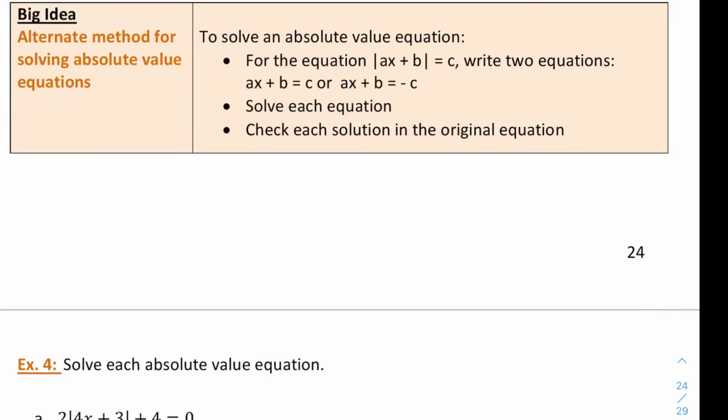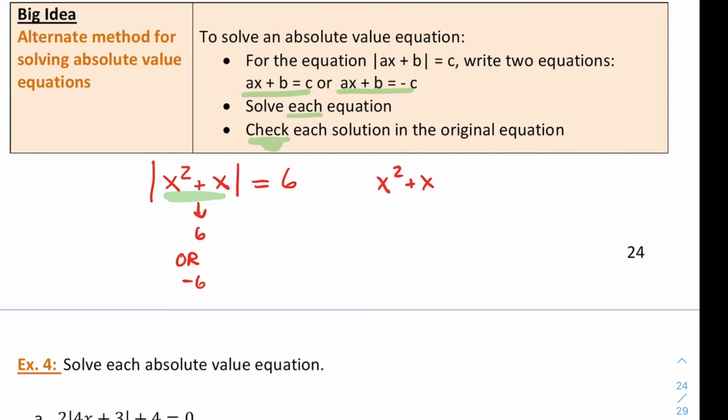So there's some situations where it's not convenient to solve using a number line. So you could write two different versions of your original equation, solve them, and then make sure to check in your original. Say you have like a quadratic. X squared plus x, the absolute value of that's equal to 6. Well, you know that the inside, whatever x squared plus x is, is either 6 or negative 6, because those are the only two values that would get you an absolute value of 6. So you could write x squared plus x equals 6, or x squared plus x equals negative 6, and solve them individually.